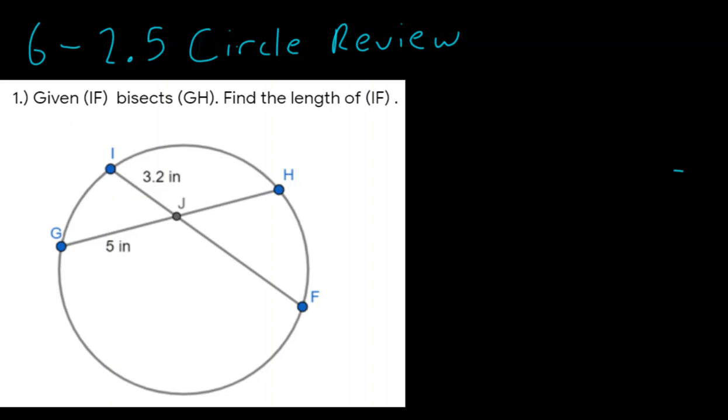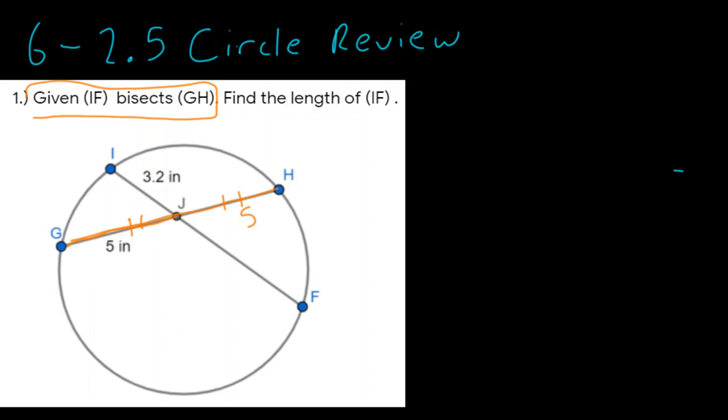Alright, and welcome to 6-2.5 Circle Review. Now, given IF bisects GH, we are first given this information right here. What does that tell us? It's telling us that if IF is bisecting GH, it means it's cutting GH into two congruent segments. What does that tell me? Well, it tells me if GJ, this segment right here, is 5, then JH must also be 5.